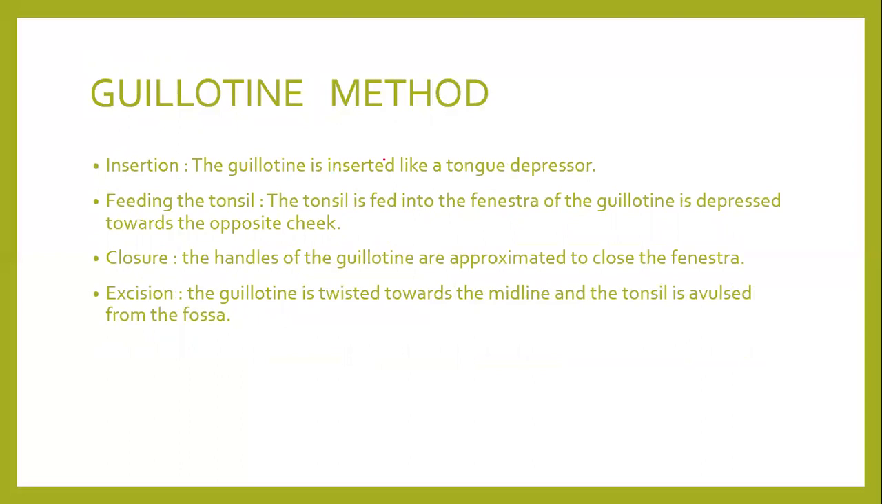The guillotine is an instrument which can be inserted like a tongue depressor and fed over the tonsil. The tonsil is fed into the fenestra of the guillotine, which is depressed towards the opposite cheek. Closure: the handles of the guillotine are approximated to close the fenestra. Excision: the guillotine is twisted towards the midline. The tonsil is avulsed from the fossa.